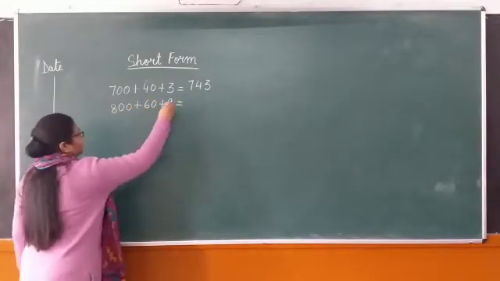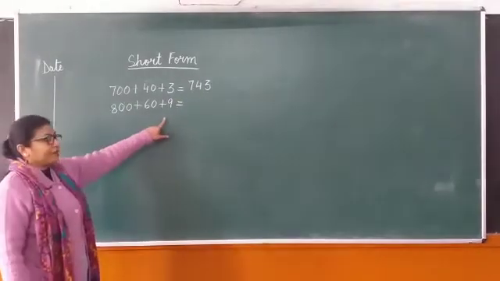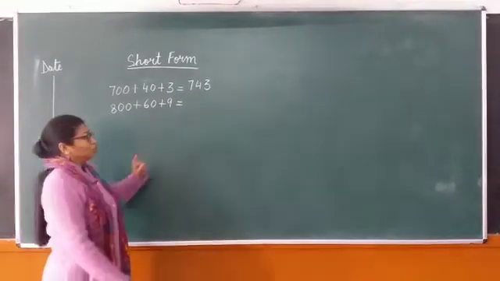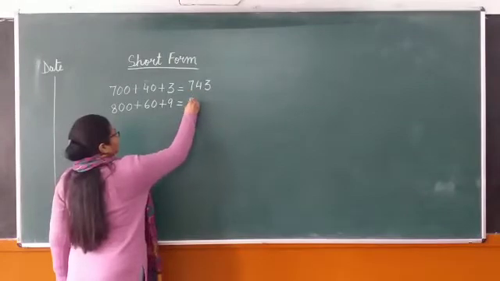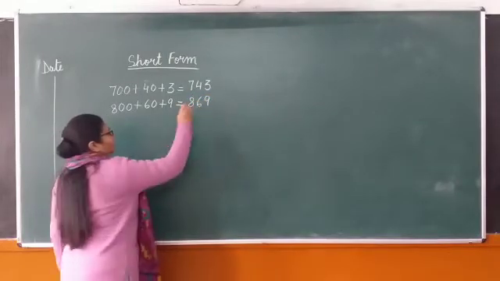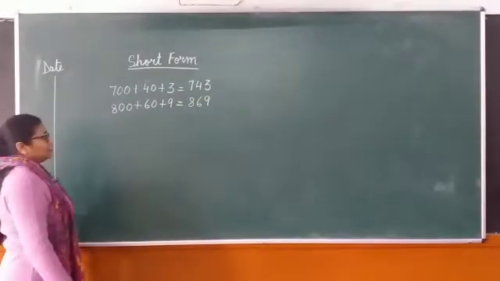Now 860 plus 9. Now again ma'am has written in expanded form. Now you have to show the short form. So this is 869. All right.